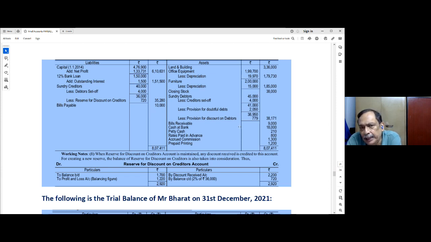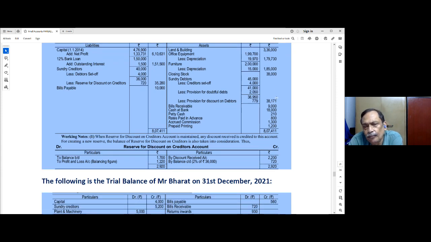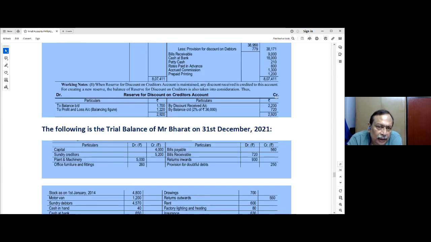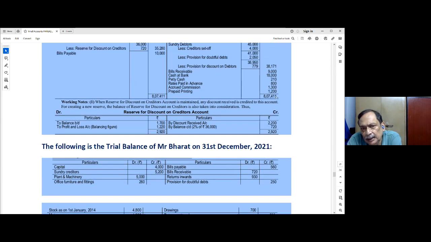Similarly, in the asset side, land and building, office equipment less depreciation, furniture less depreciation, closing stock, sundry debtors less creditors set off, less provision for doubtful debts, less provision for discount on debtors. Then bills receivable, cash at bank, petty cash, rates paid in advance, accrued commission, prepaid printing, etc. And we'll see that your balance sheet will be tallied.